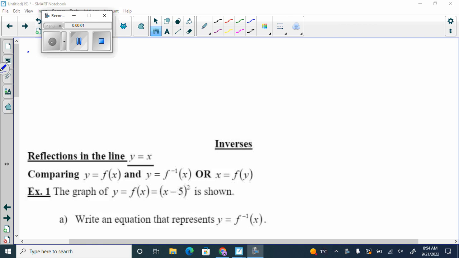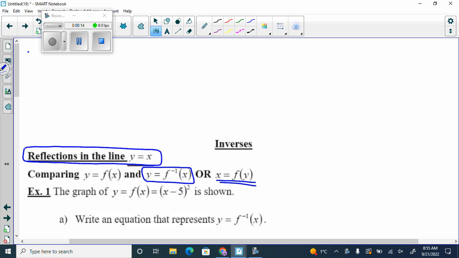They can be written as f negative 1 of x, x equals f of y, or they can say a reflection in the line y equals x. All of those mean inverse, because all an inverse does is the x's and y's swap. X becomes y, y becomes x.